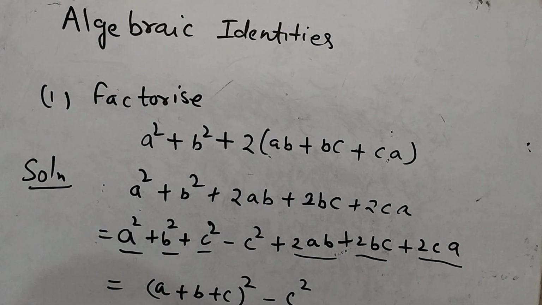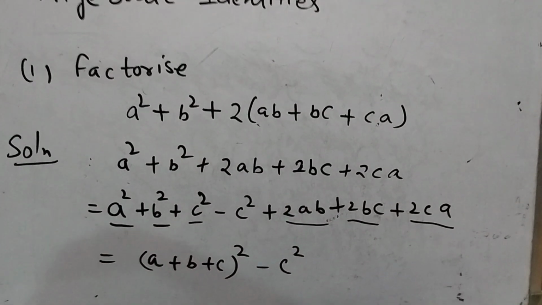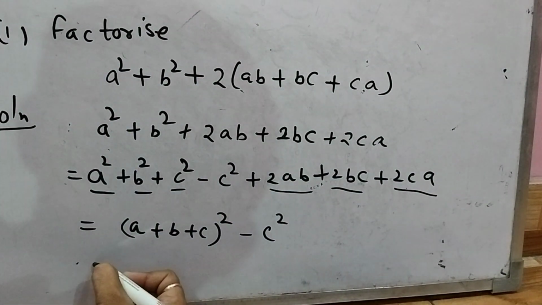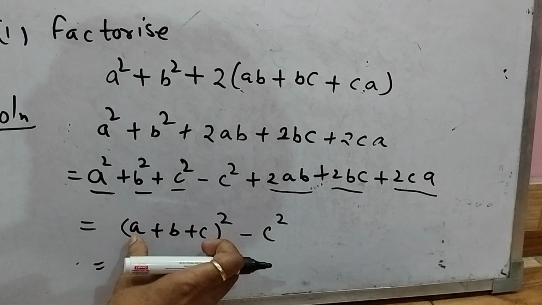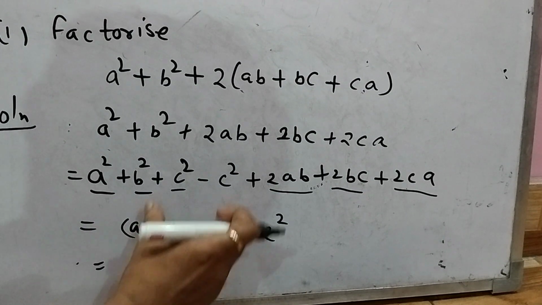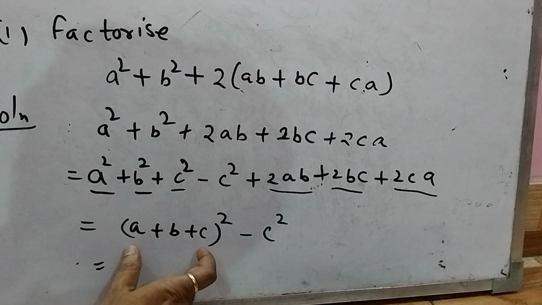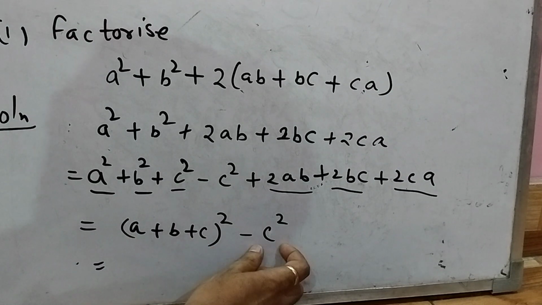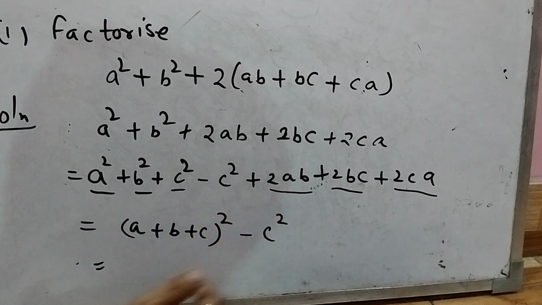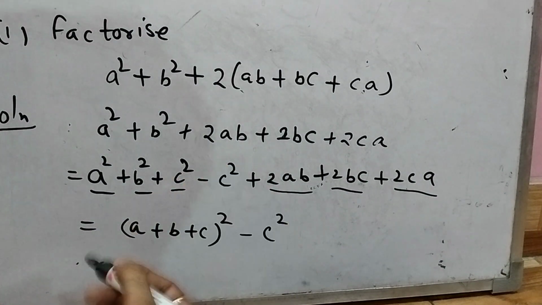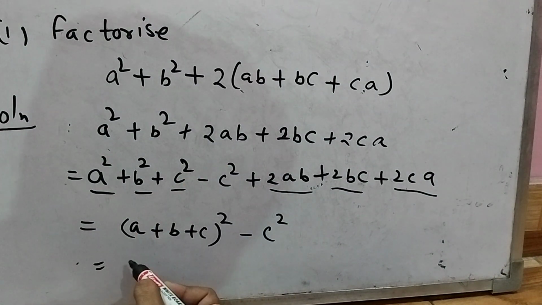So what can we do further? I can further factorize it like a square. We have the identity a square minus b square, or you can assume it as x square minus y square. So the whole as x and this as y. So it will be x plus y and x minus y.